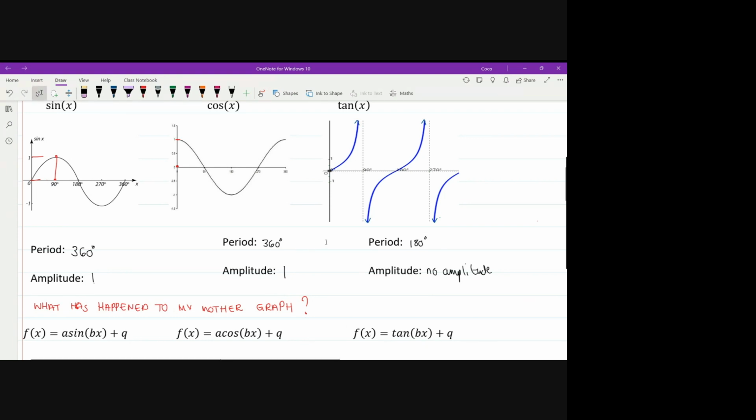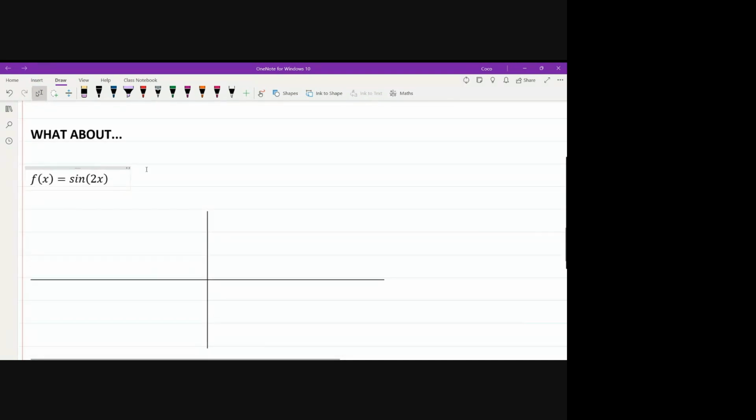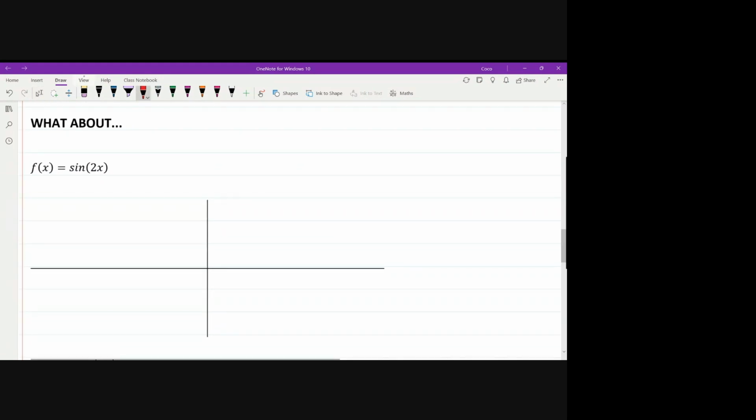Okay, all right, so we're going to start with something a little simple. Let's start with f of x is equal to sine of 2x. Now, our mother graph says f of x is equal to sine x, right? f of x is equal to sine x. And I'm just going to color code these.